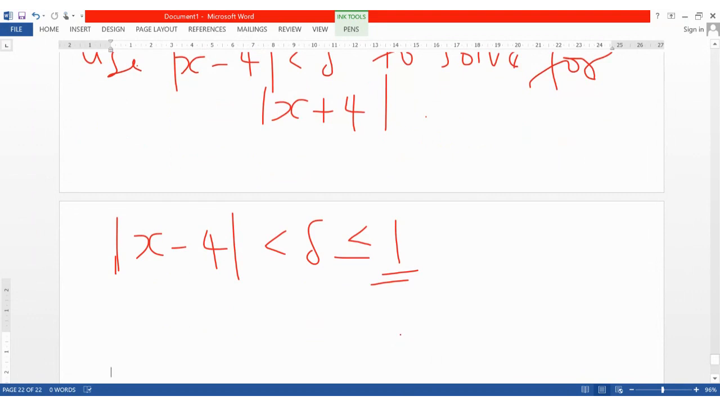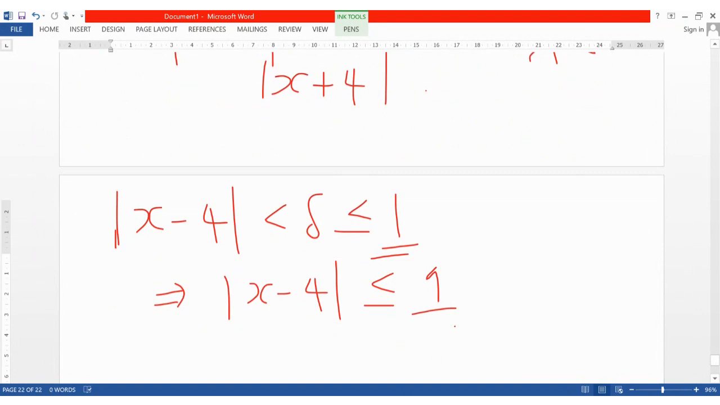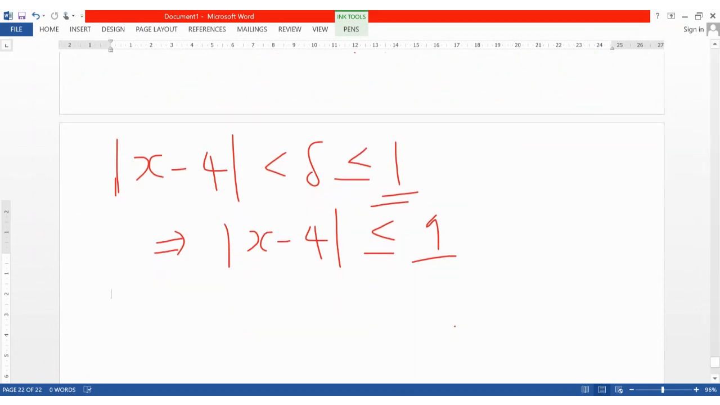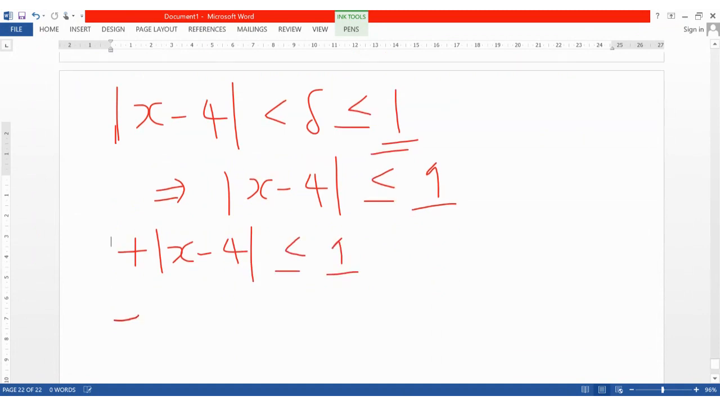So this signifies that the magnitude of x minus 4 is less than or equal to 1. I'm able to go with that one, x minus 4 is less than delta. Remember, I'm solving this to assist me to eliminate the magnitude of x plus 4. So how are we solving this one? Basic maths. These are two inequalities in one. The first one is positive x minus 4 is less than or equal to 1. Someone can be solving that. The second one is negative, x minus 4, in brackets, is less than or equal to 1.